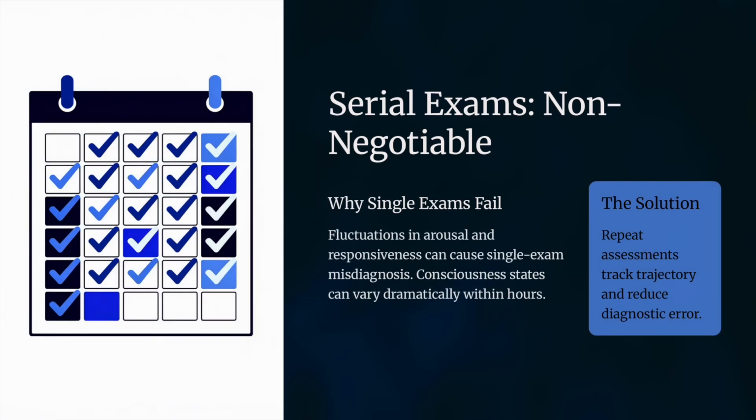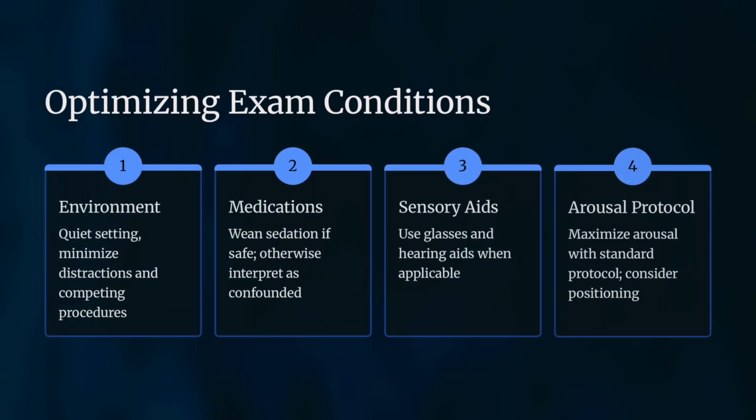Now serial examination is non-negotiable. Do not make any kind of diagnosis about awareness by a single examination. So the solution is repeated assessment, track the trajectory and reduce your diagnostic errors. Now, examining the patient, how do we optimize this? Make the environment quiet.